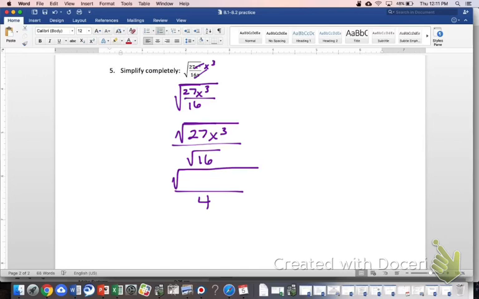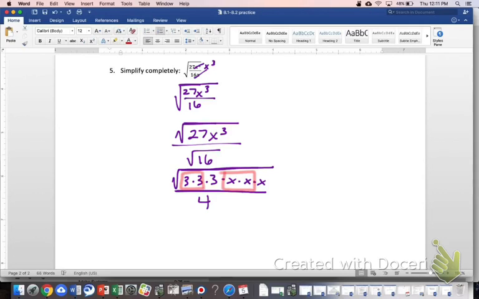And we're going to have to break the numerator down into its prime factors. So 27 is 3 times 3 times 3. X cubed is just x times itself 3 times. So looking for pairs of like factors, I've got a pair of 3s. I have one leftover 3. I've got a pair of x's and a leftover x also.